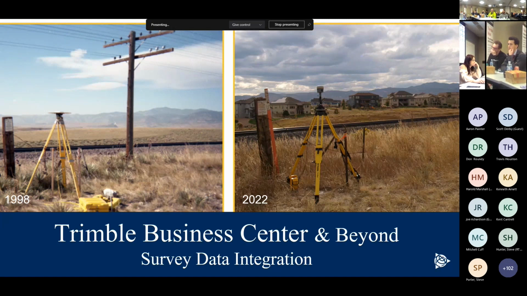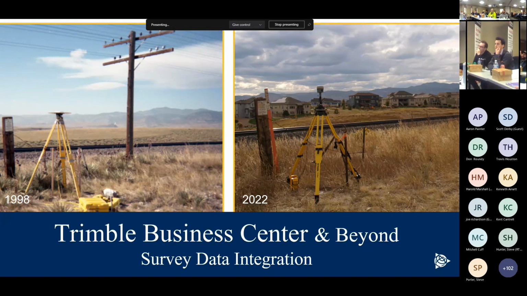Okay, so this is just my humorous slide of how things change. Software changes, hardware changes, landscapes change. In my younger days, there was 4400 looking over the Front Range, and then many years later, we have a big old subdivision and equipment getting smaller. And the topic today is related to survey data integration.